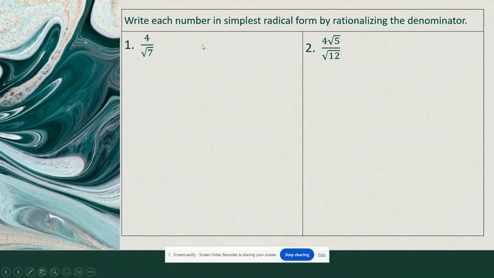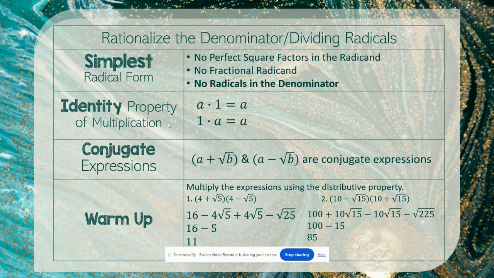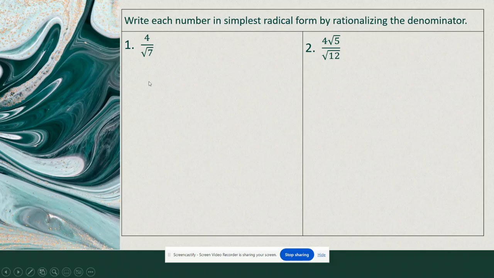So what we need to do here is write each number in simplest radical form by rationalizing the denominator. For number 1, I have 4 over the square root of 7. Not exactly like what we did last lesson, but we need to get that radical out of the denominator. That's one of our rules to get it as truly simplified as it can be. I do that by multiplying by the square root of 7 over the square root of 7. Remember, anything divided by itself is just 1. So this is coming from the identity property of multiplication, where I'm multiplying by 1. Anything times 1 is just itself.